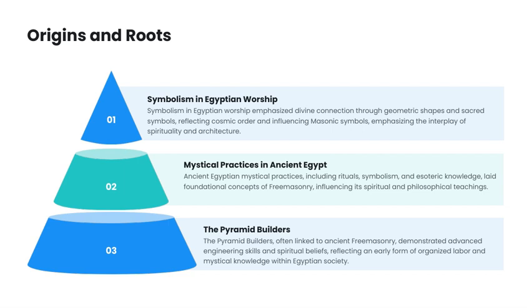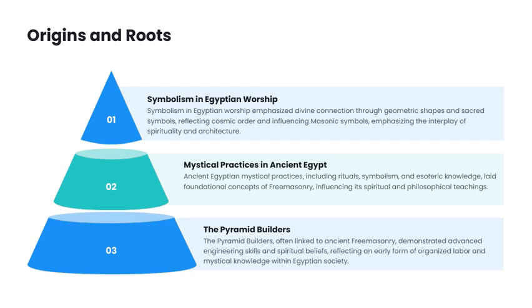Next, we look at the mystical practices in ancient Egypt. Rituals, symbolism, and esoteric knowledge played a crucial role in their spiritual life. These practices laid important conceptual groundwork for what would become Freemasonry. The Egyptians used these mystical elements to explore spiritual truths, which later influenced Masonic teachings on morality, enlightenment, and the pursuit of higher knowledge. Finally, Egyptian worship was rich in symbolism.